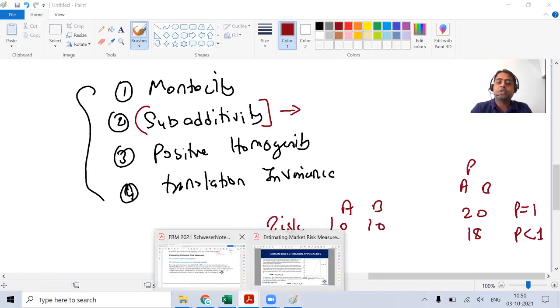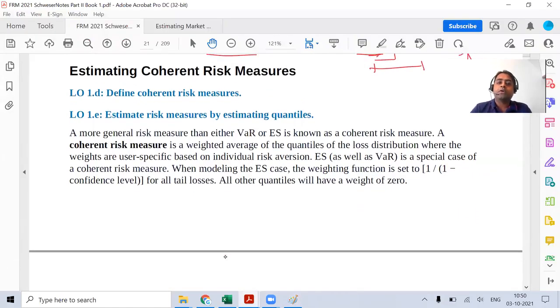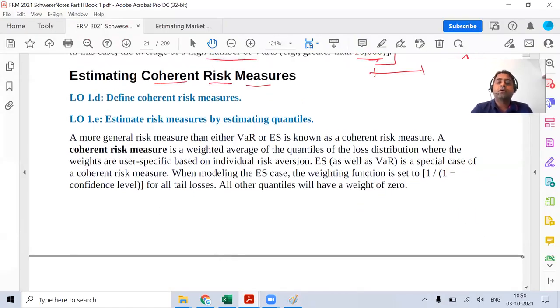So this discussion which we are going to be talking about over here, they are talking about the same coherent risk measure. And we also talked about spectral risk measure in Level 1. That is nothing but the same concept of coherent risk measure.